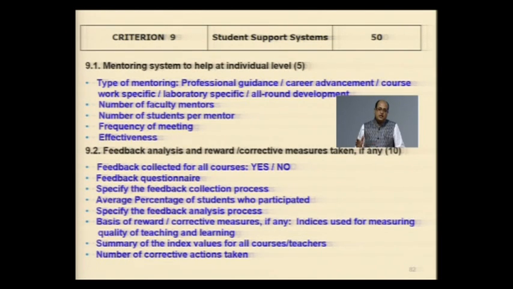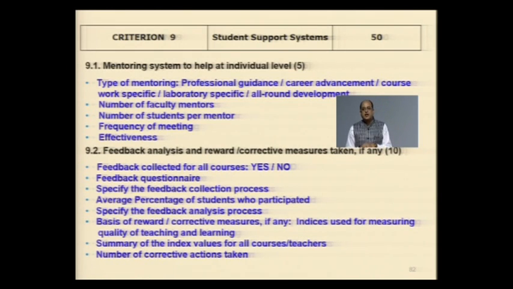Important thing all along we need to look at is that NBA is an assurance of minimum quality, and if you really want to improve, then the improvement needs to come within. Then only a real improvement in the system will take place. Otherwise, getting 600 marks on a 1000-point scale always indicates that you are accredited, but you have a deficiency or areas of improvement proportional to 400 marks. So we also need to keep that in mind.